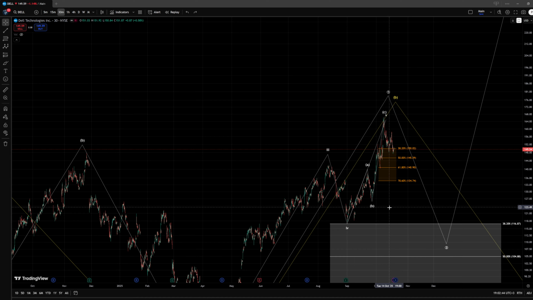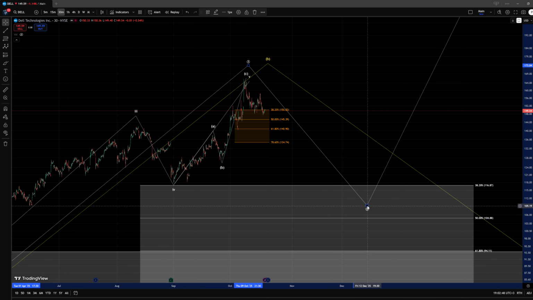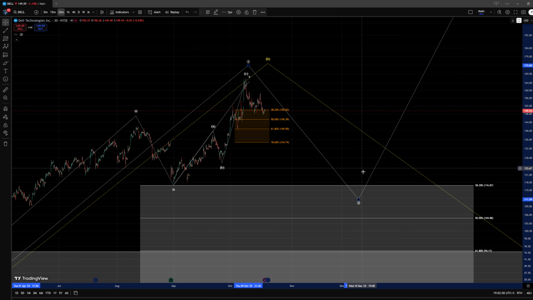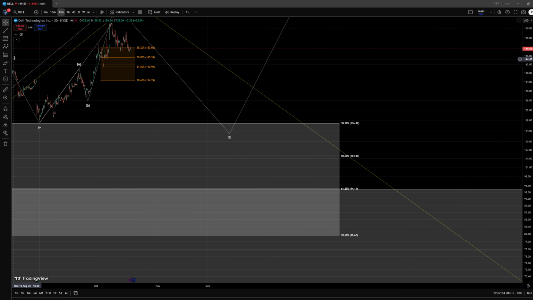So yeah, for now there really isn't much else to add. Personally, I'm still looking from the larger time frame perspective for the correction in wave 2. We have updated the support zone, and these are the levels. This is the trade setup.